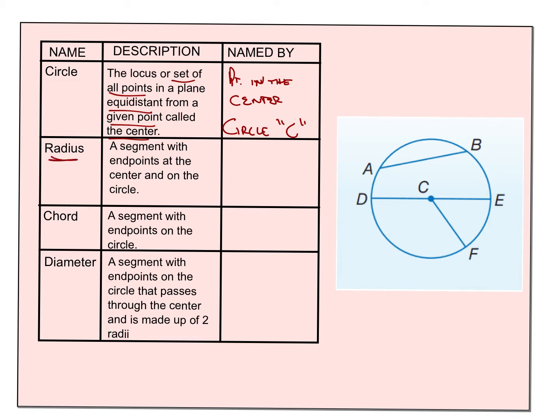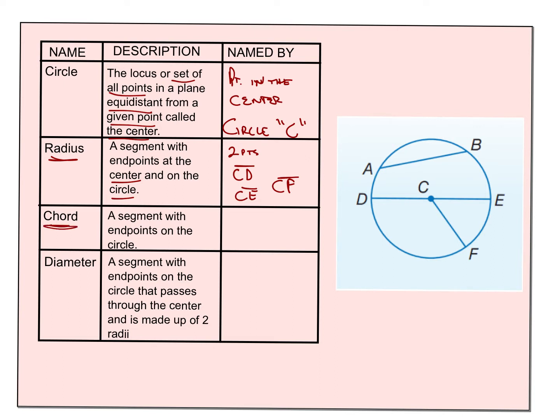A radius is basically anything that starts at the center and goes out and ends on the circle. Okay, so it is named by 2 points because it is a segment. So in this case, I could have CD, or I could have CE, or CF. Any one of those would be considered a radius.